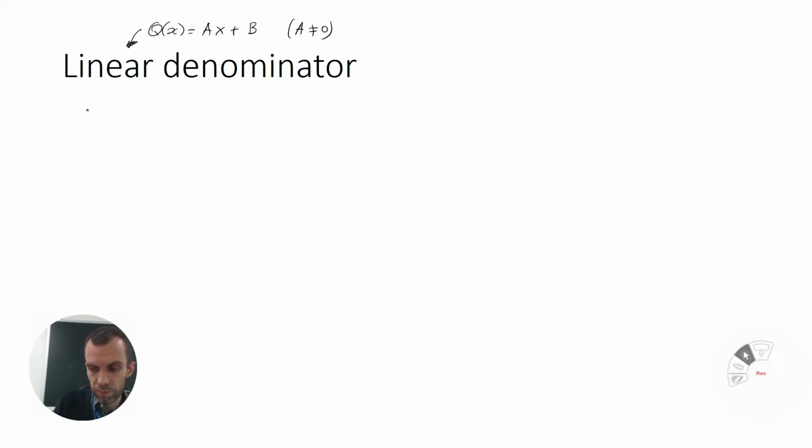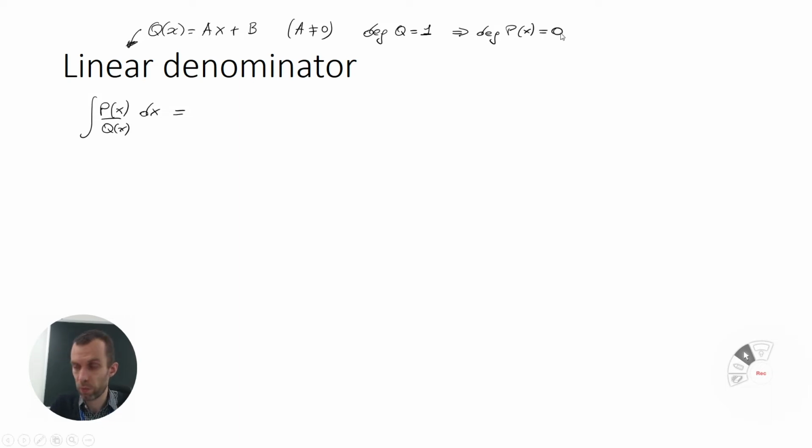So in this case, our p over q dx becomes very simple because the other thing that we can assume is that the degree of p is less than the degree of q, because if it isn't, do Euclidean division. So here we have that the degree of q is 1, and therefore the degree of p has to be 0, otherwise do Euclidean division. So in other words, p of x is a constant which we'll call k for constant.